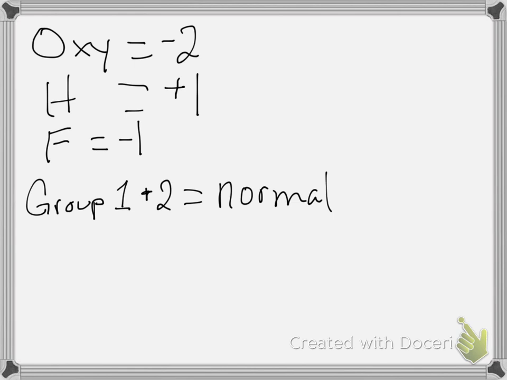Oxygen by itself is 0, but when it's bonded, it's negative 2.